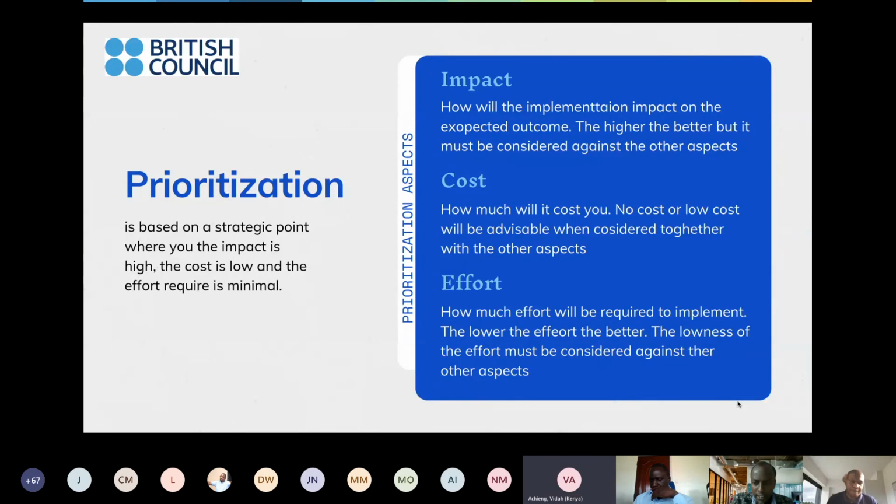Remember, we are looking at something that is impactful and less costly. Don't just look at what is less costly but has very little impact. Don't look at something that does not cost you effort but has no impact. That is why Dr. is mentioning the issue of interdependability, that all these things are interrelated. Make sure that you're looking at the cost, the effort, and the impact.